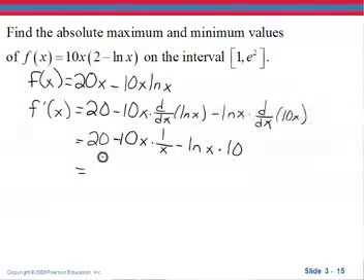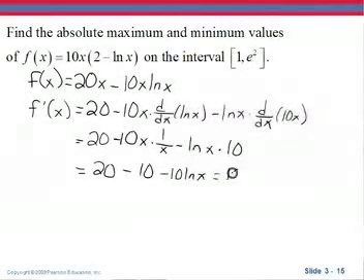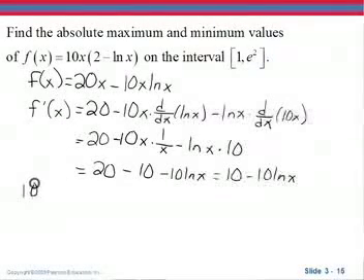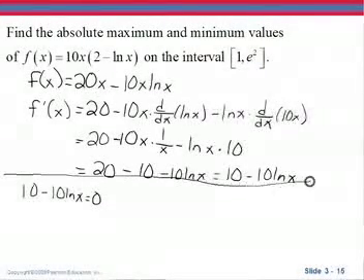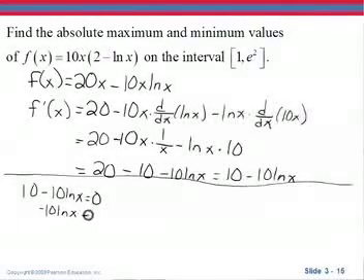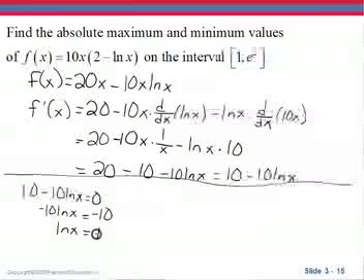So that will give us 20 minus 10 minus 10 natural log of x. 20 minus 10 is 10, so I have 10 minus 10 natural log of x. Now in order to find the critical values here, I'm going to take that 10 minus 10 natural log of x and set it equal to 0. Subtract 10 from both sides, and I'll have negative 10 natural log of x equals negative 10. Divide both sides by negative 10, and we have natural log of x equals 1.